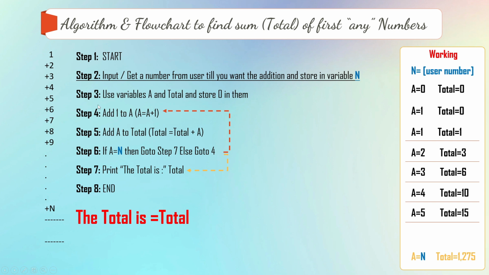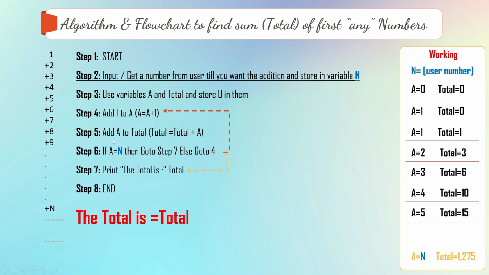Suppose the user says 40, it uses variables a and total and stores 0 in them, as usual in the last algorithm we saw. Then this process remains the same. It will add 1 to variable a and it will add this variable into total and give us a total. So this will continue till this condition is satisfied. What is the condition now?